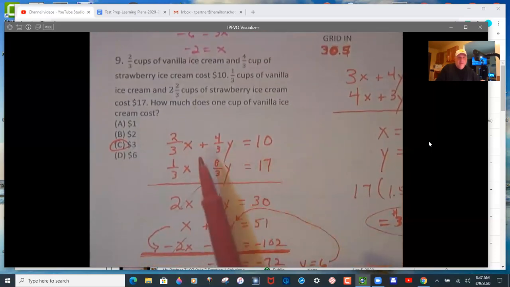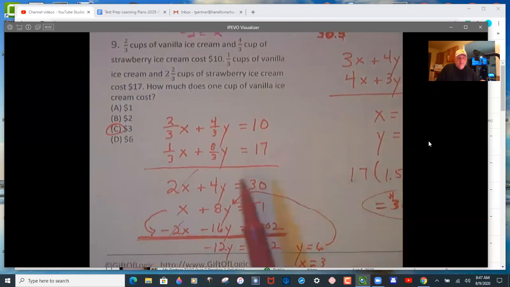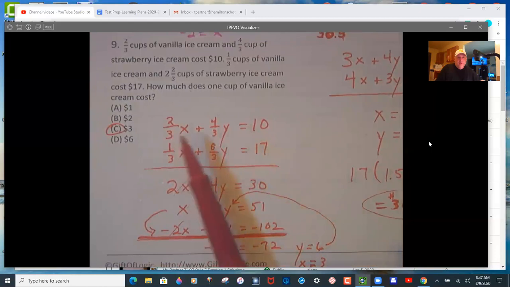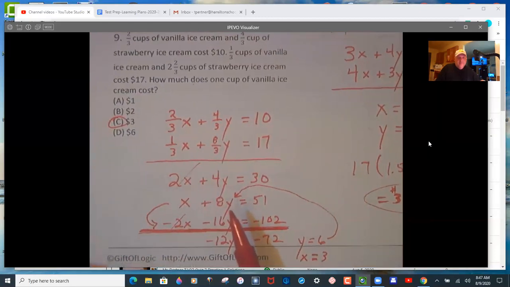Problem 9, here's your setup. This is the two sets of three values kind of system. So you pair them up, and now we're going to multiply by 3 everywhere. And then you get this result, and then we're going to multiply that by negative 2. Kind of a hard system in doing all of that. And when you add them together, you get y equals 6. And we want 1 cup of vanilla. Of course, that's what x is.